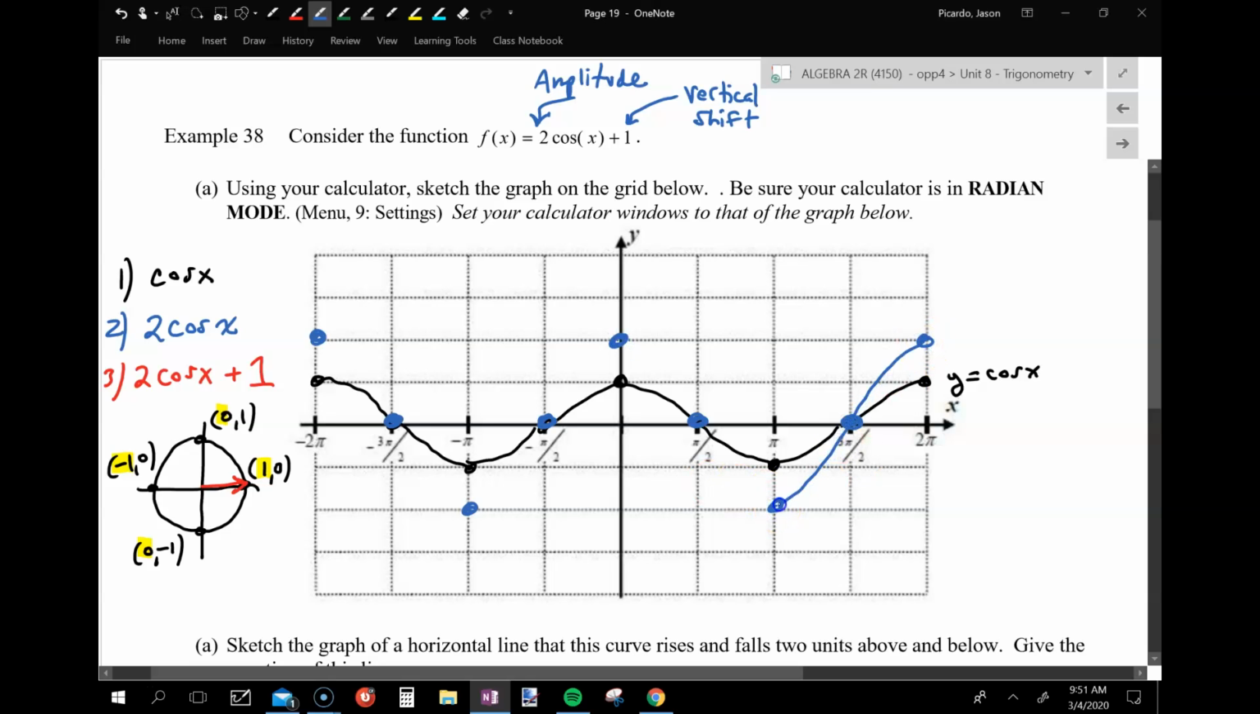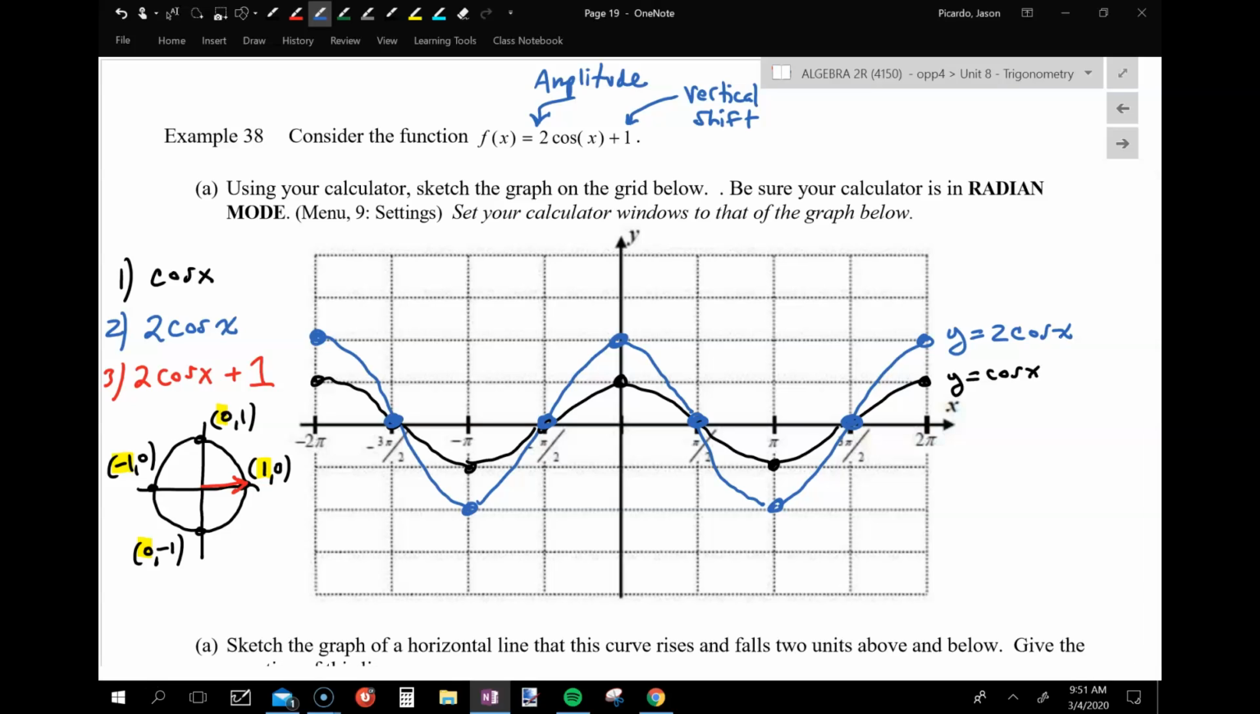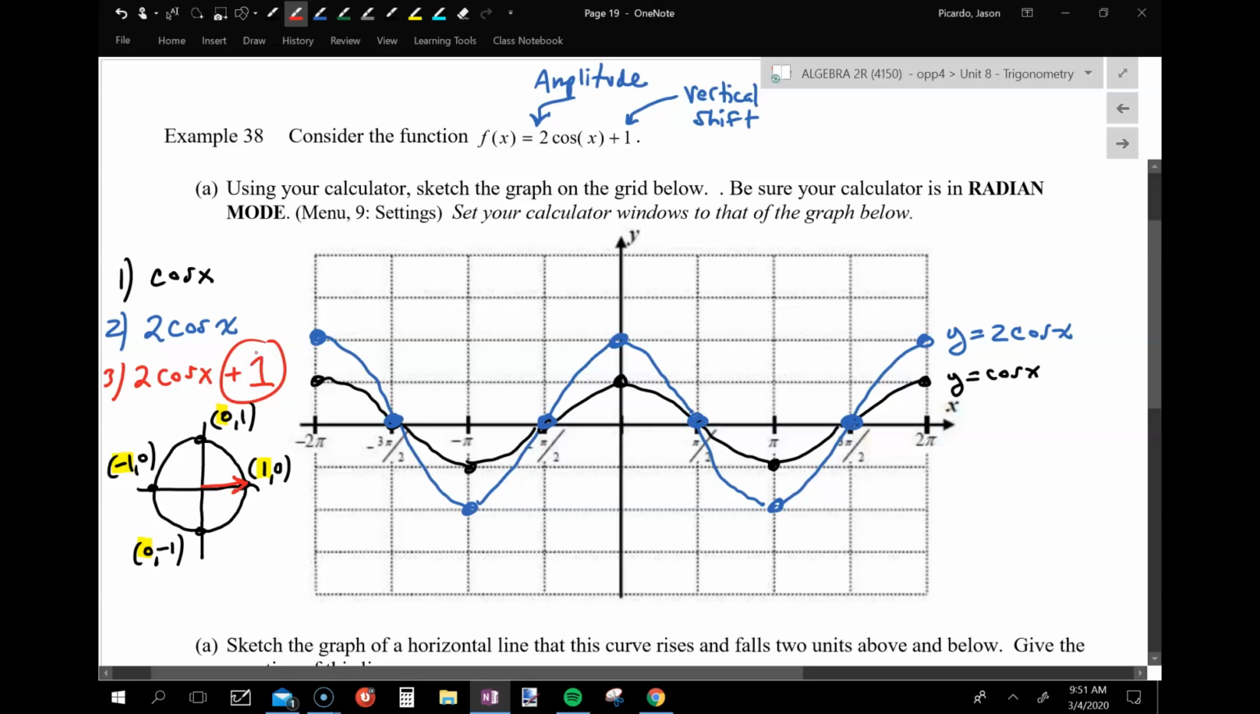And this is my 2 cosine of x curve. Sweet. And then what am I going to do to that curve? I'm going to take all those points in blue and simply move them up 1 unit. So all of those blue points are going to go up 1 spot.